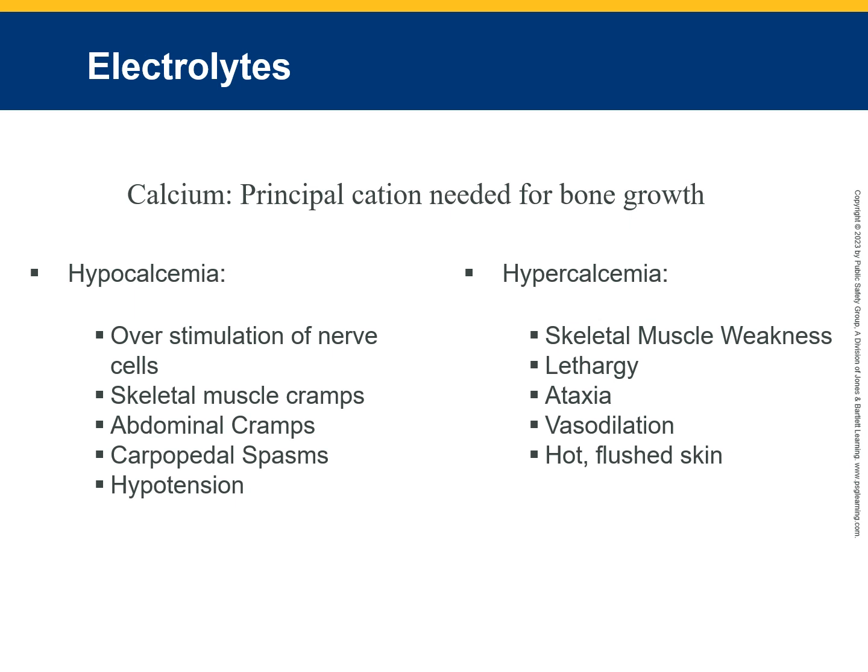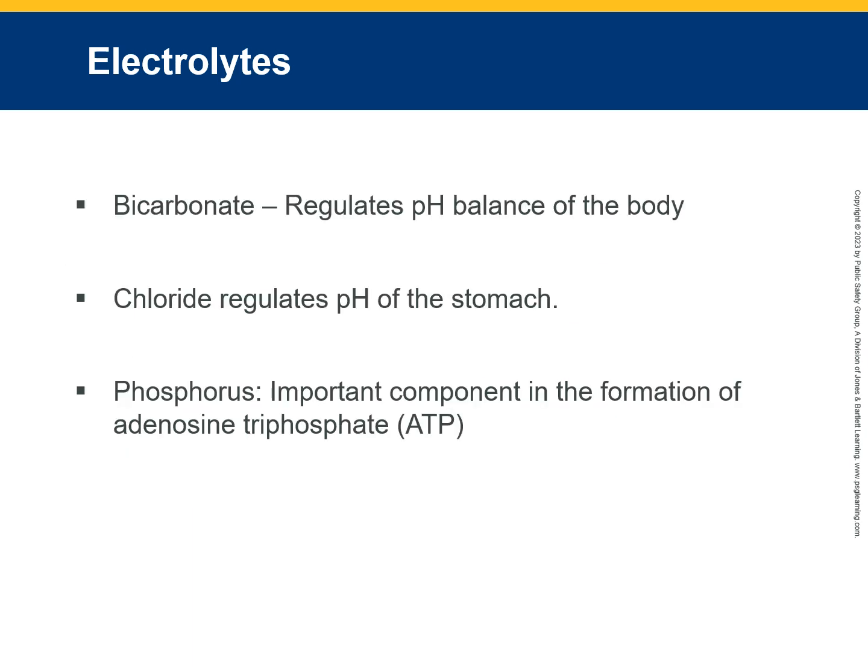Bicarbonate levels are related to the conditions of acidosis and alkalosis in the body. Chloride regulates pH in the stomach, and phosphorus is an important component in the formation of adenosine triphosphate, or ATP, which is burnt for energy in the cells.